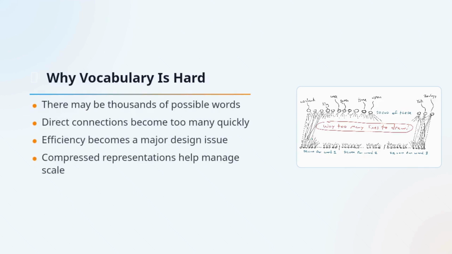Here is where things become tricky. A language model may need to consider tens of thousands of possible words, both as inputs and outputs. If we connect everything directly in a naive way, the number of connections becomes absurdly large. That is why language models need smarter internal representations, rather than one giant brute force lookup system.